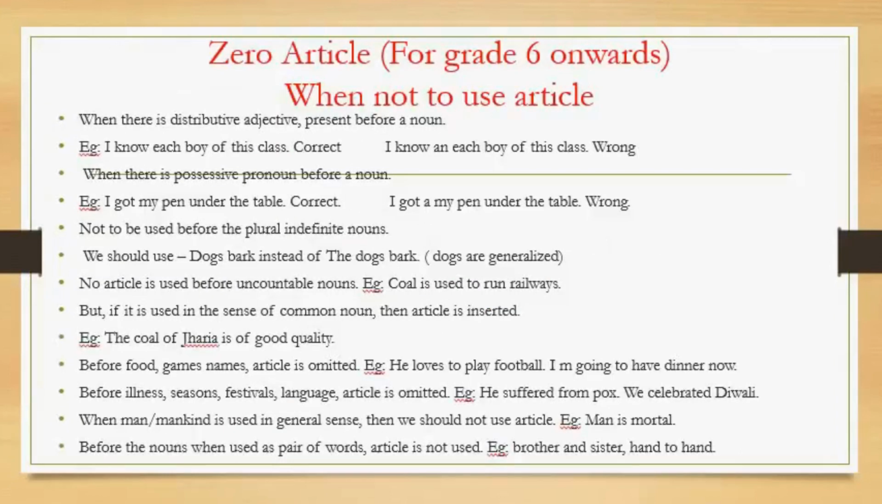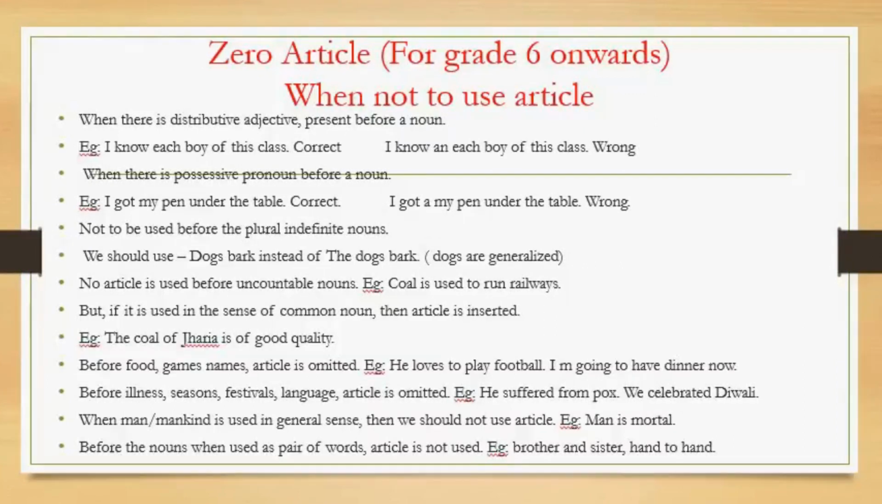This is one of the interesting things in articles, zero article. Most of the time, articles are used very carelessly. We must pay heed to when an article should not be used. Have a look. When there is a distributive adjective present before a noun, we should not use an article. I know each boy of this class. I mean to say, around 30 boys are there, and I know each of them very well.